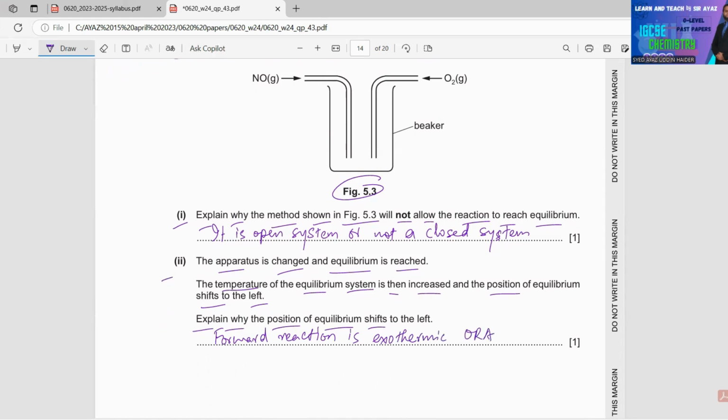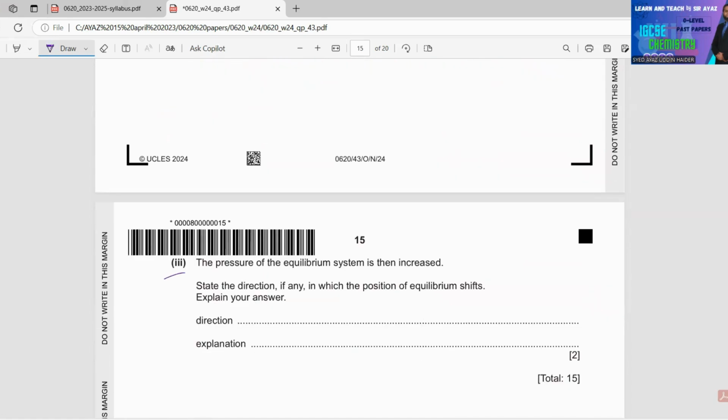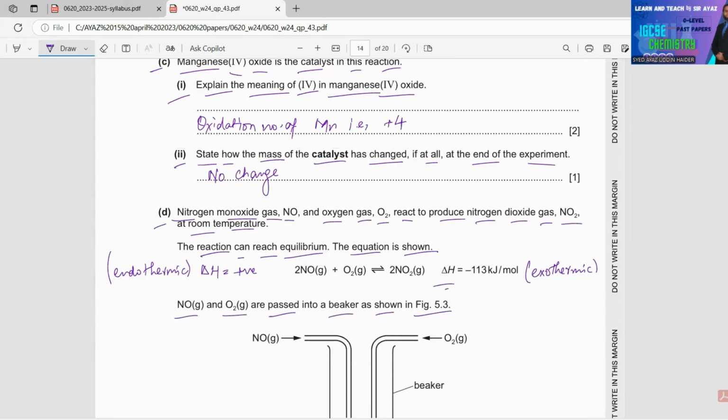Moving to the next part, which is part 3. The pressure of the equilibrium system is then increased. State the direction, if any, in which the position of equilibrium shifts. Explain your answer. So they are increasing the pressure, which means it will move in the direction with less number of moles. Remember, it's applicable to gases. The effect of pressure is only applicable to gases.